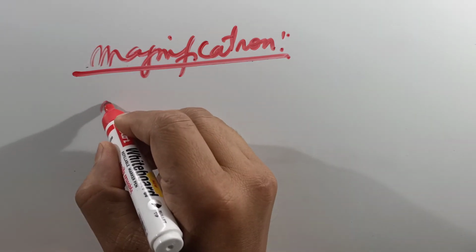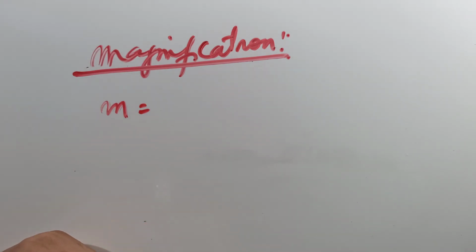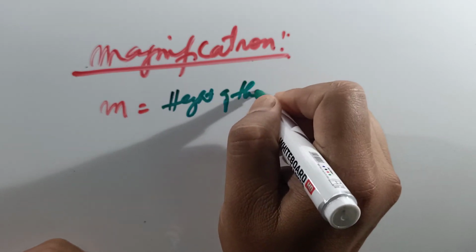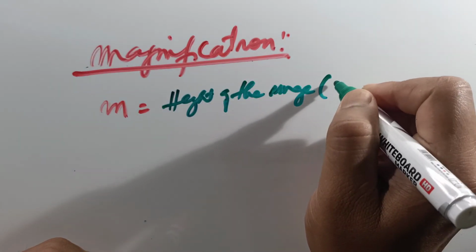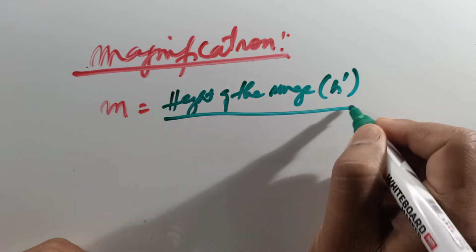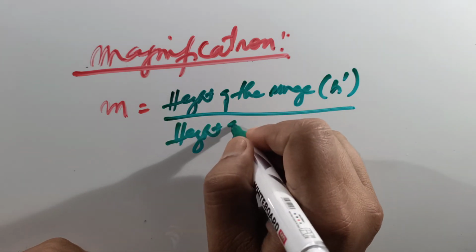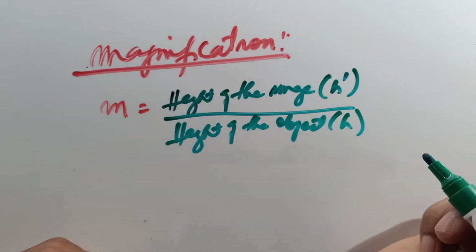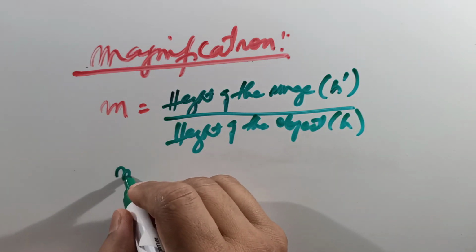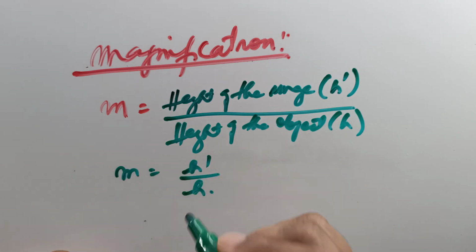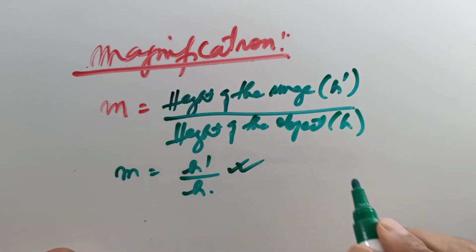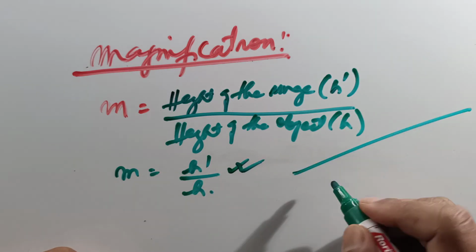Okay, and magnification m, right? M is represented by what? M is height of the image, that is h dash, by height of the object h. So I can write this as m is equal to h dash by h, right? This is one magnification.